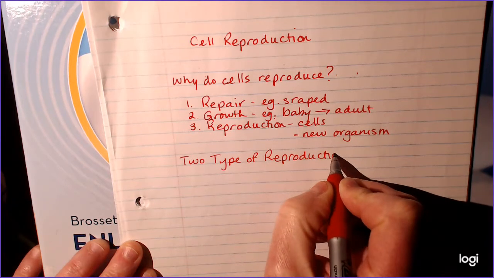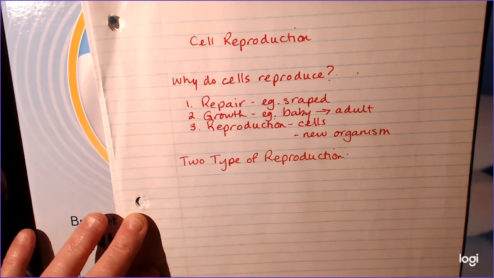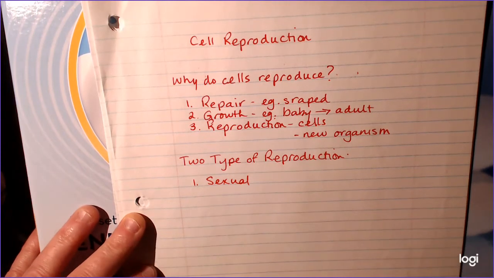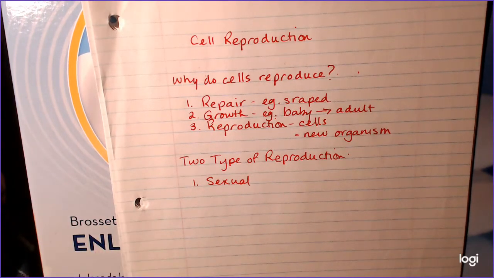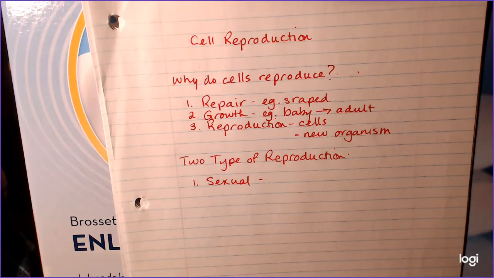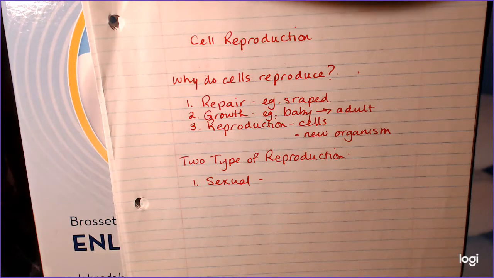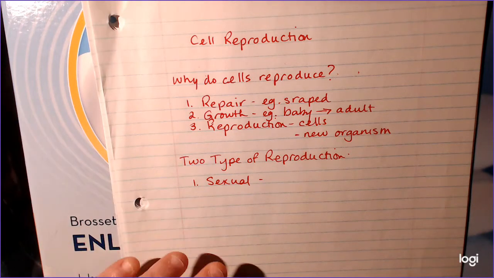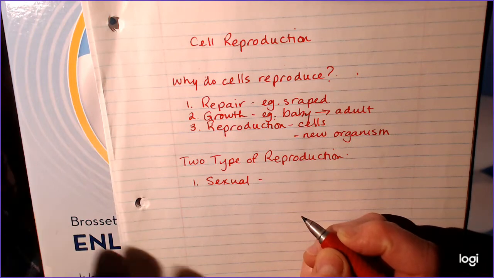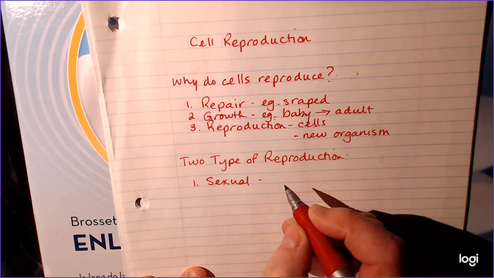If we were in class, I'd say, can you remember the two types? First one was our sexual reproduction. What happens here with sexual reproduction is that the offspring has a combination of traits from two different parents. So we've got some information from mom and some information from dad that makes a new little cute baby. Half the genetic information comes from one and half the genetic information comes from the other one.